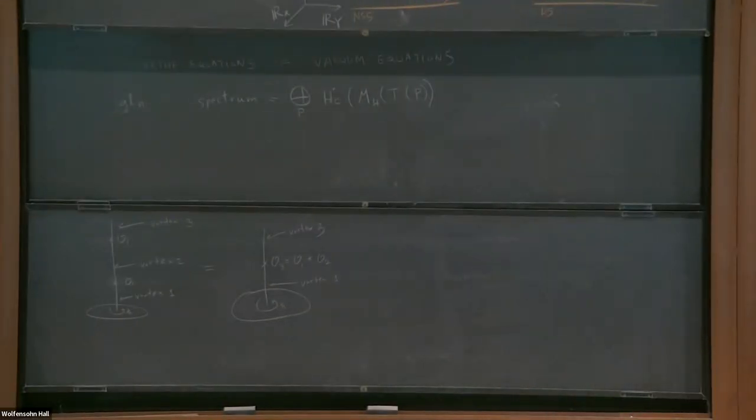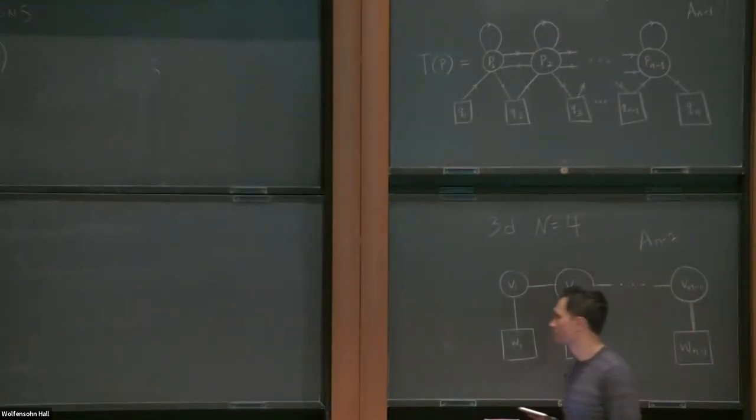I'm sorry. What kind of supercharge are you preserving in this theory? Is it the A twist? The 3D N equals four. What kind of supercharge? What twist is it? So this is the twist that preserves the Coulomb branch operators. So A twist, yes.